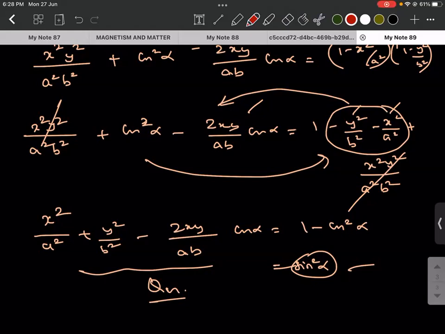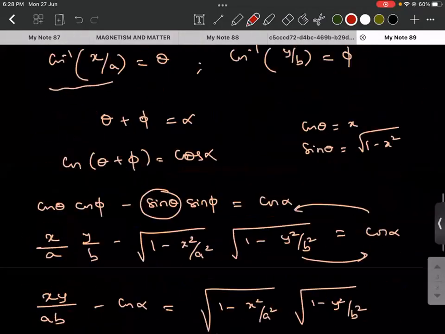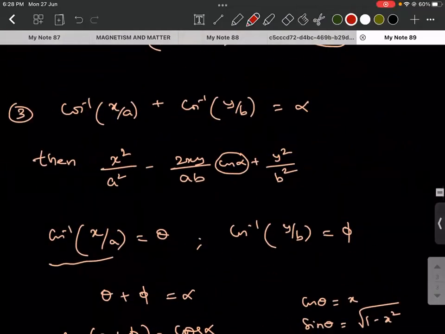Let's try it. See, what he's saying is, you have x square by a square, and 2xy is there. What you do is, you substitute x by a as cos theta. So you say x square by a square is cos square theta, minus 2 into xy, that is cos theta, y by b is cos phi. Okay, and y square by b square is cos square phi. So substitute and try.